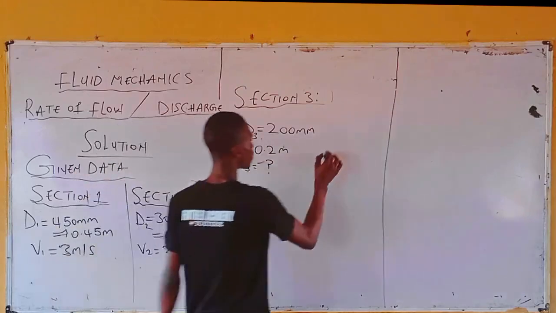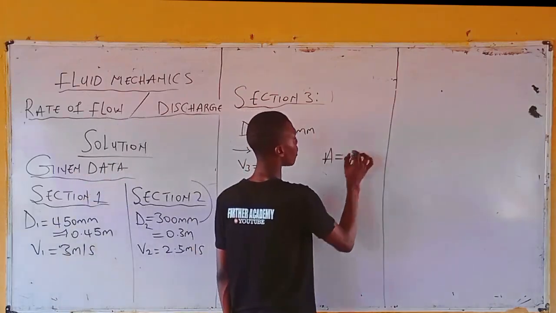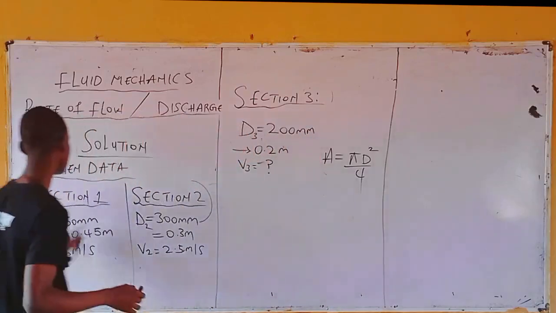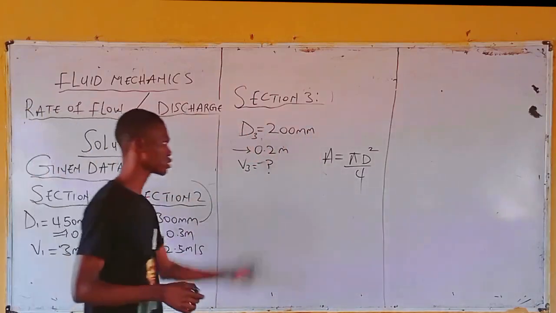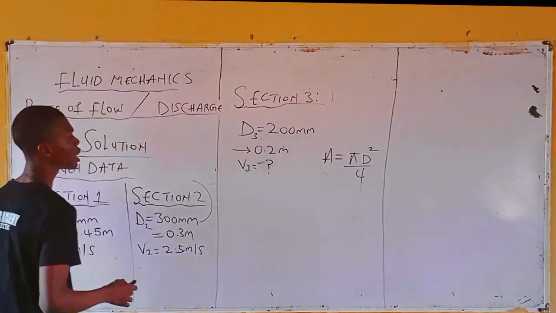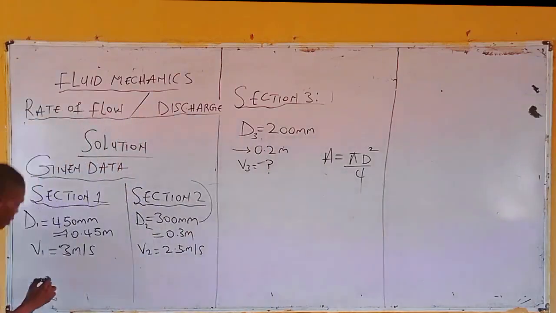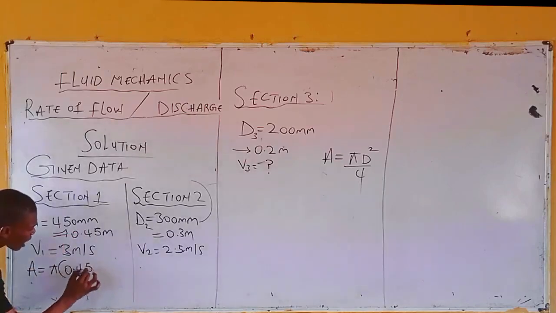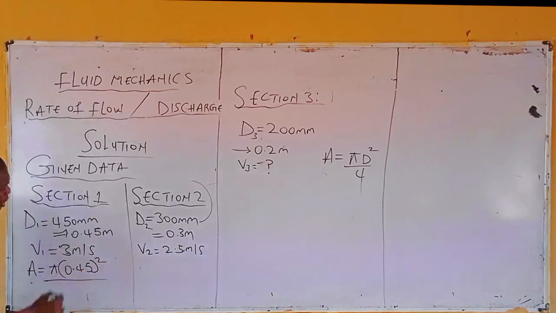Recall the formula for area. Area is equal to pi d squared over 4. Let's get the value of area in section 1, section 2, and section 3. For section 1, I have that area A1 is equal to pi, all into bracket, 0.45 squared divided by 4.